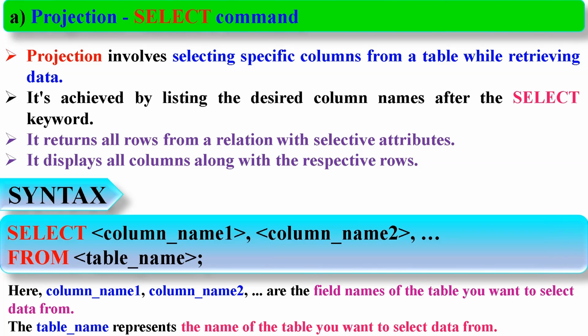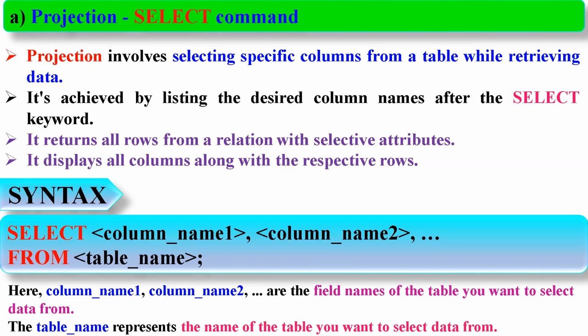Let's discuss projection using the select command. So what do you mean by projection? Projection involves selecting specific columns from a table while retrieving data. It's achieved by listing the desired column names after the select keyword. It returns all rows from a relation with selective attributes. It displays all columns along with the respective rows.